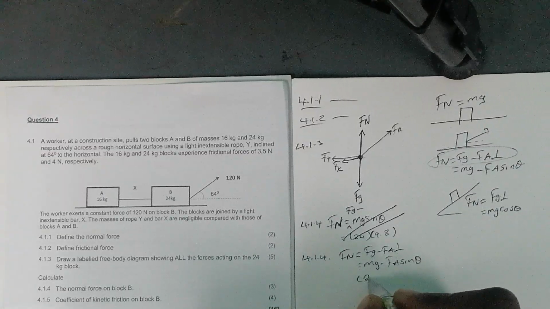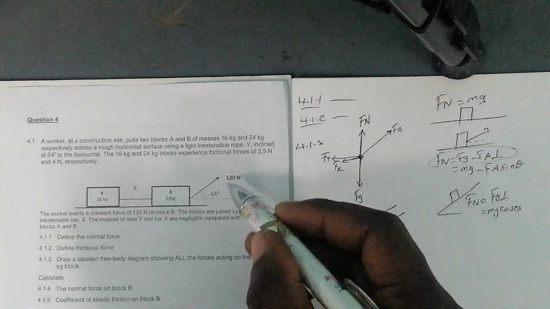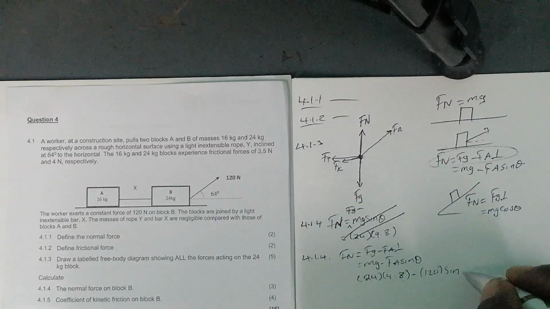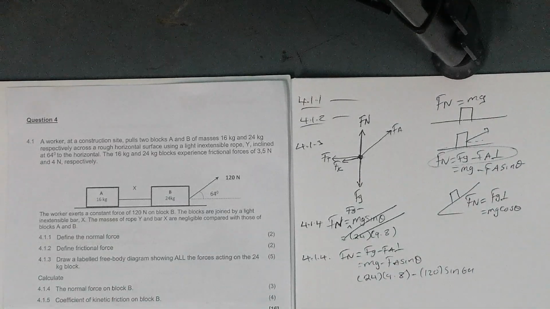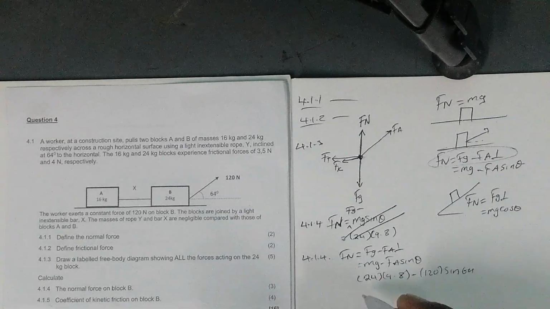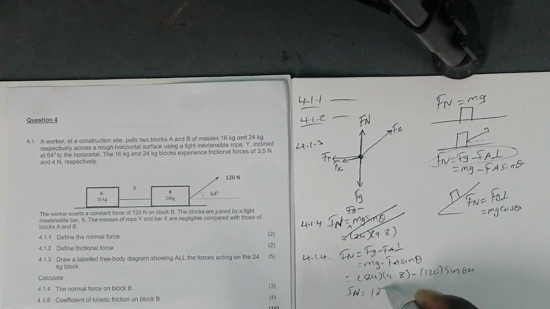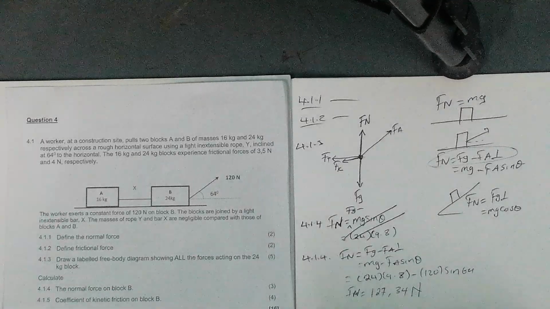M is 24, then g is 9.8, minus the value of Fa, which is 120. 120 sine of theta. Theta is 64. Then you can punch everything in your calculators. 24 times 9.8 minus 120 sine of 64. Then you'll have the value of Fn as 127.34 newtons. So this is the answer.